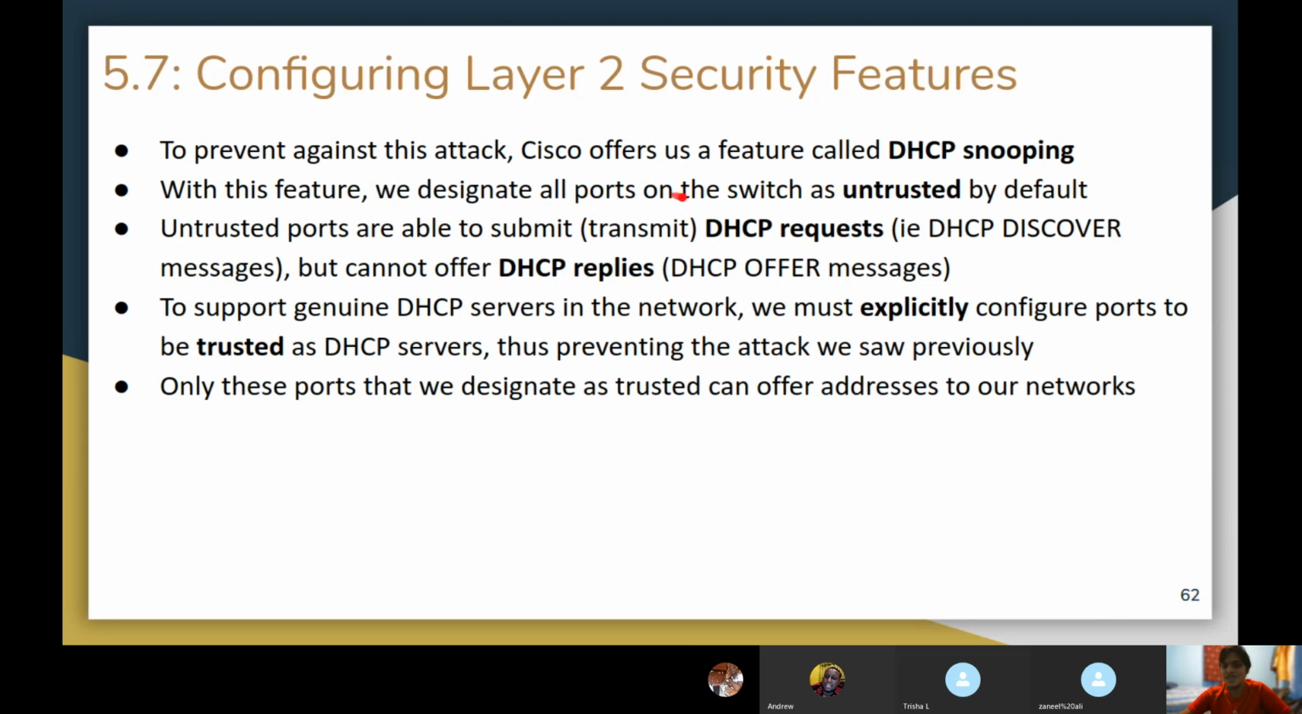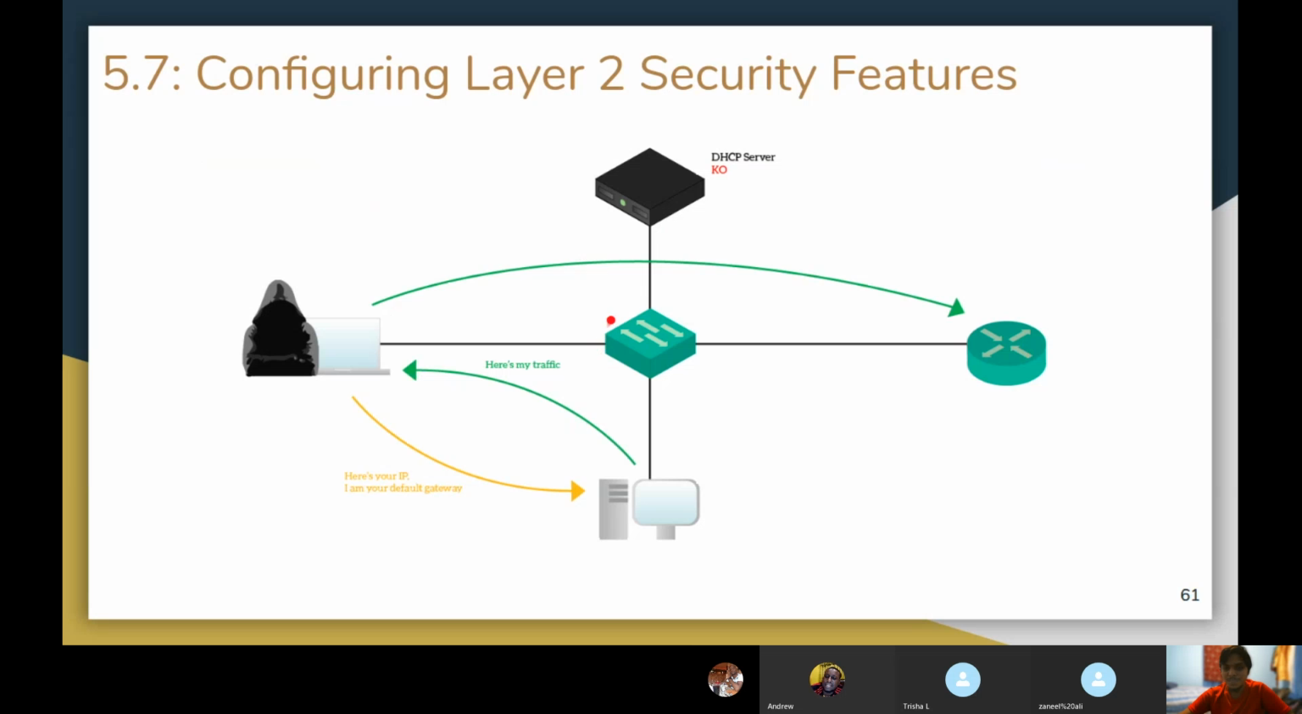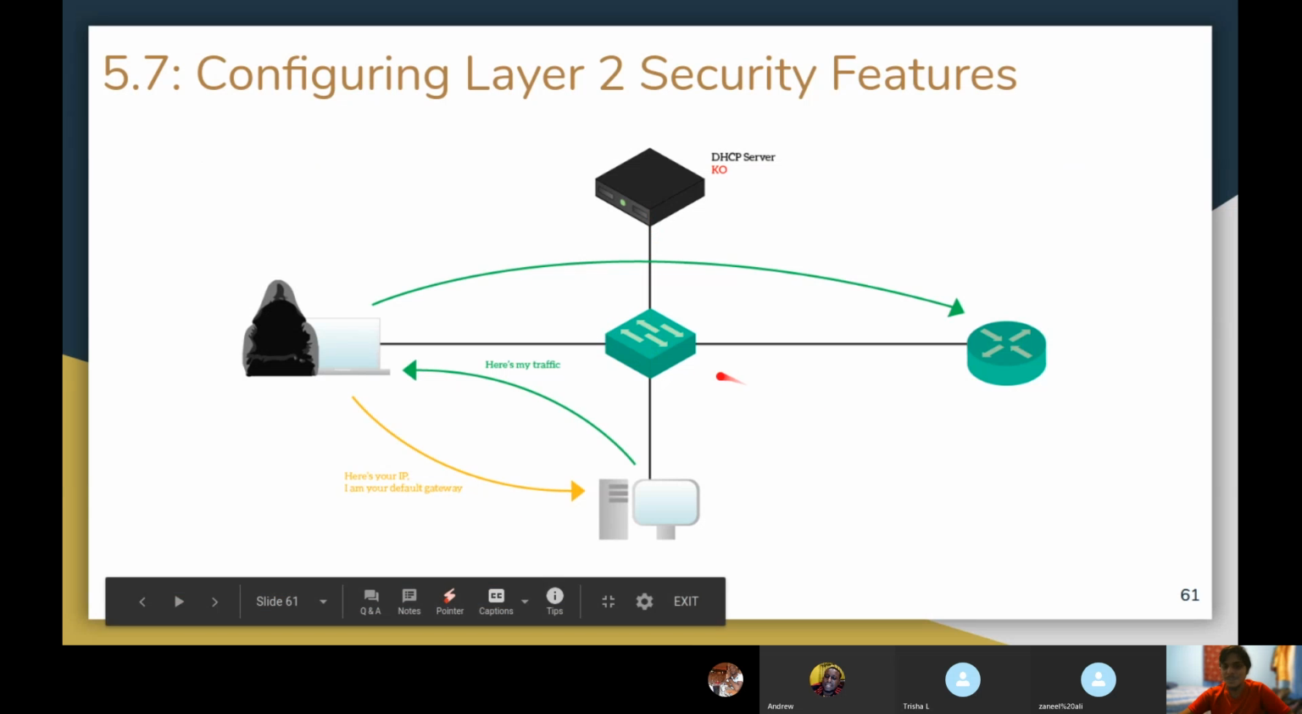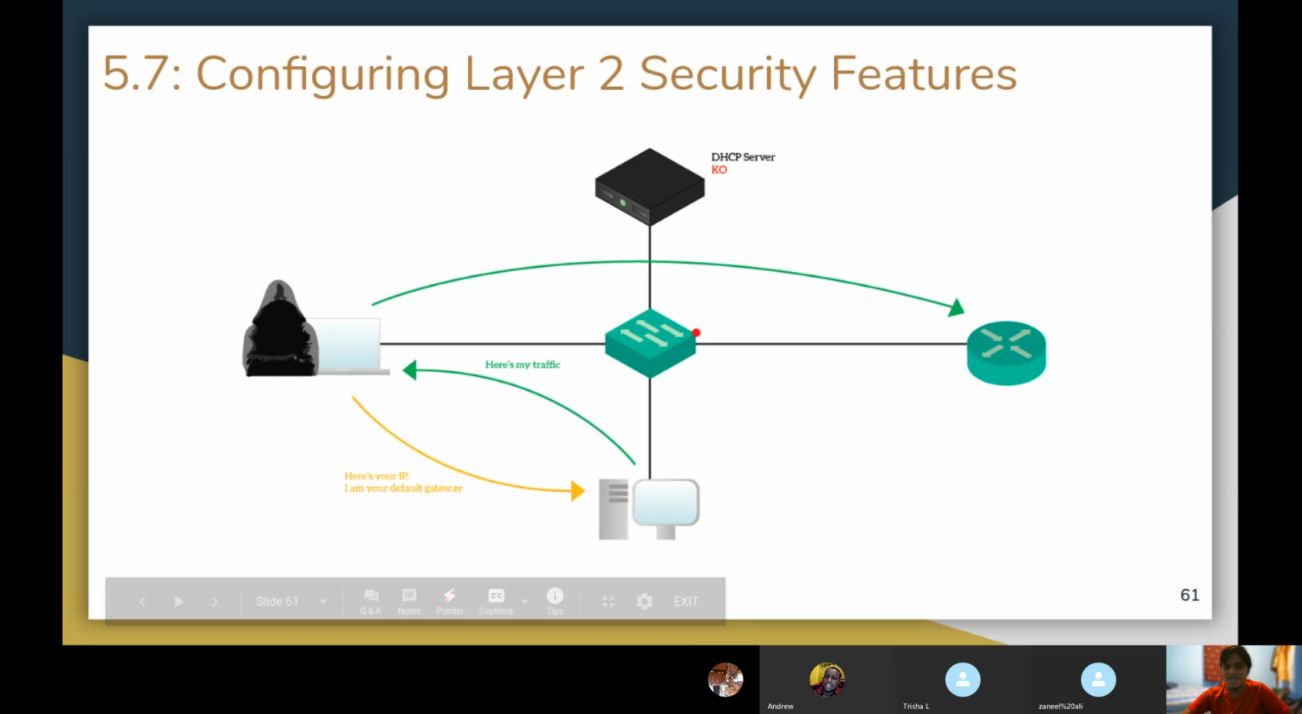So we can take advantage of this. And we can say all ports on the switch are now untrusted. You're all able to submit requests, but never submit replies. To support genuine DHCP servers in the network, we must explicitly configure ports to be trusted as DHCP servers, thus preventing the attack we saw previously. Only these ports that we designate as trusted can offer addresses to our network. So in this example, we could say this guy here, you have a trusted port, no problem. Everybody else, you're untrusted. You all could submit DHCP requests and try to get IP addresses, but you all can't offer IP addresses in return. So we therefore break this chain here.